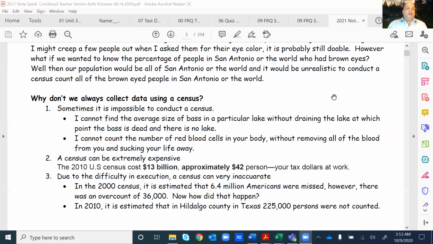If you're trying to do a census to know how many bass are in a particular lake, that'd be really difficult to do without draining the lake, and in which case, if you drain the lake, we know the answer: how many bass in it? None, because they're all dead, and there's no lake. So obviously, once again, very difficult to carry out in some instances. However, if I wanted to know the average of the class, I can just take everyone's grade, add them up, and take the average.